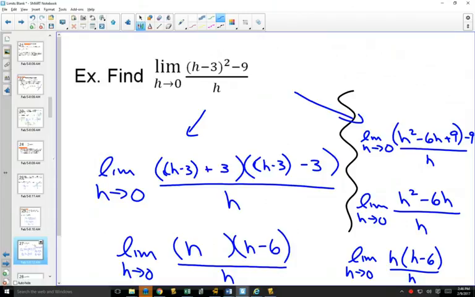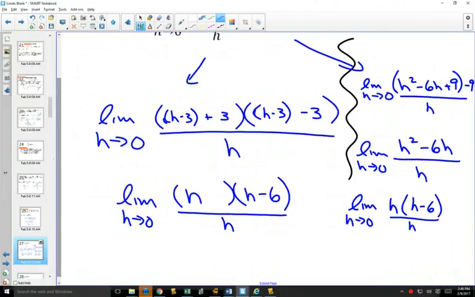Now at this step, we can simplify, because we have a common factor. Those h's cancel out. And as soon as you're no longer dividing by 0, then you can plug in your value to evaluate your limit. If I plug in 0 for h, I get negative 6, no matter which method I used.